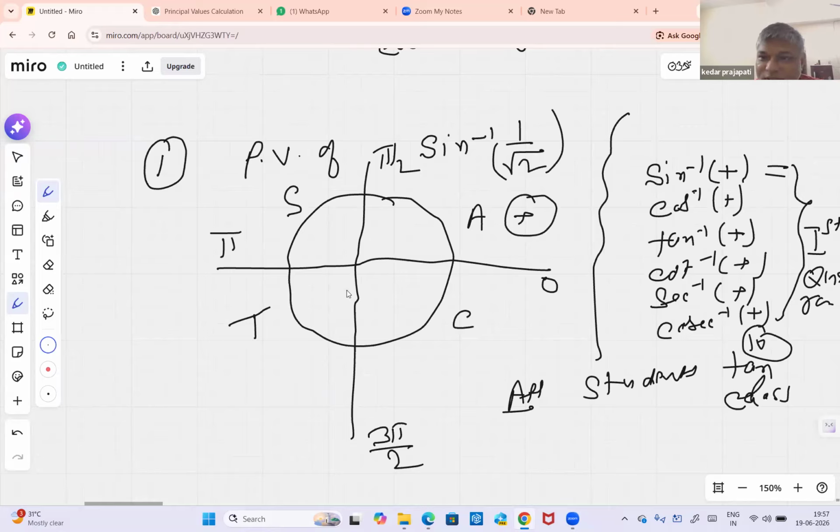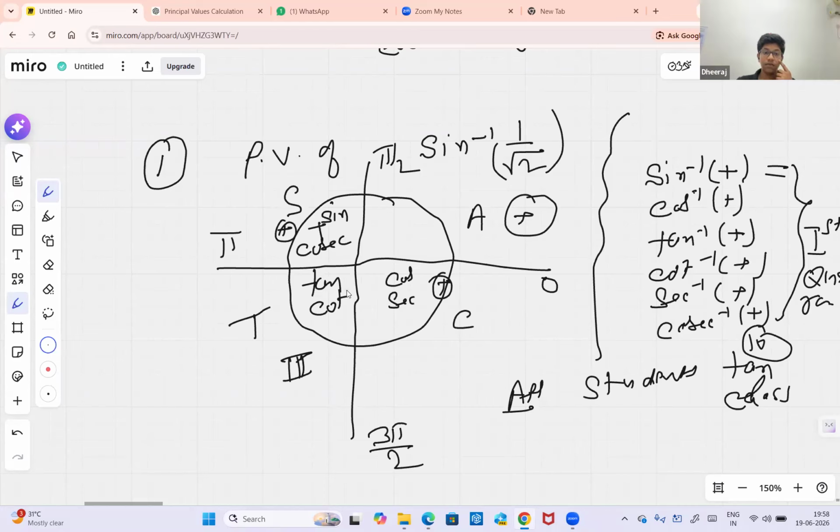In the second quadrant, S means sine, so sine and its reciprocal, cosecant, will be positive. The rest will be negative. In the third quadrant, tan and cot will be positive. This is the third quadrant. And in the fourth quadrant, only cos and sec will be positive. Clear?